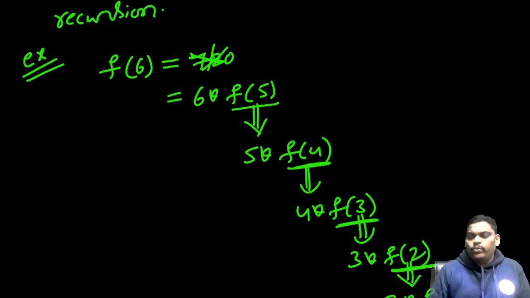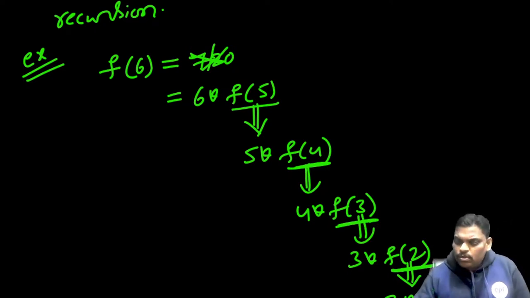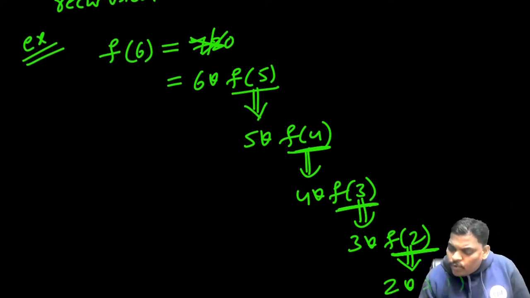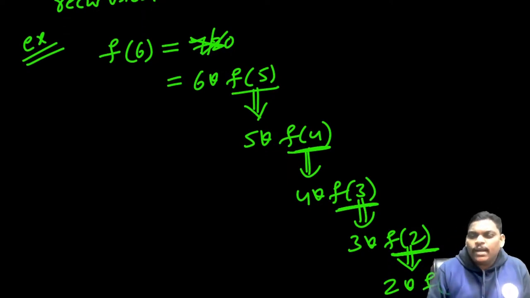Unfortunately, if you don't know 2 into factorial of 1. In my opinion, everyone knows factorial of 1. Suppose if you don't know factorial of 1 also, you are not a human at all.